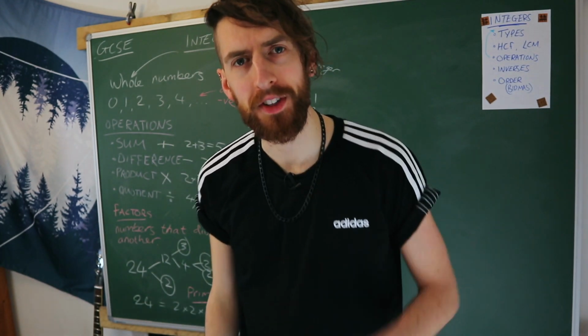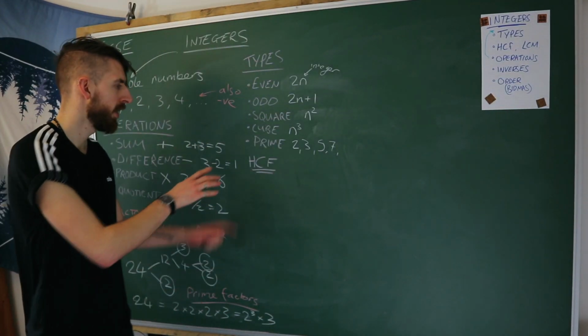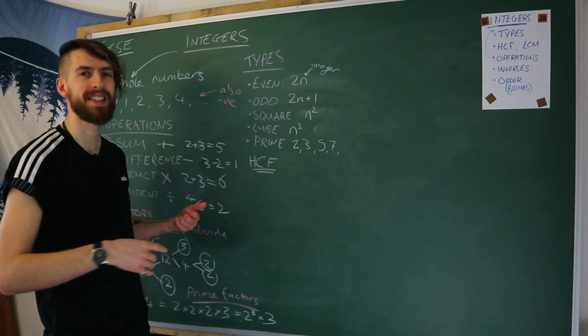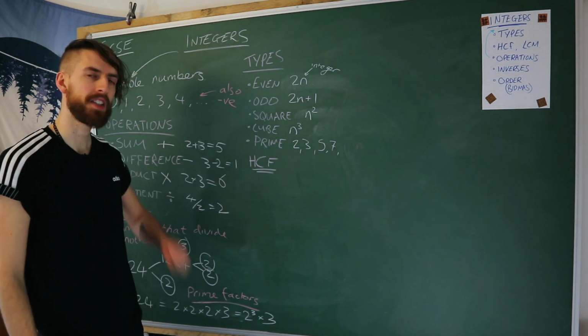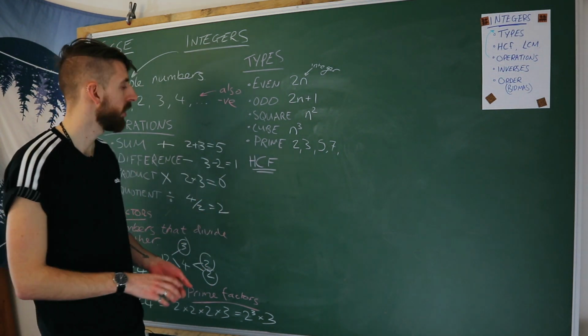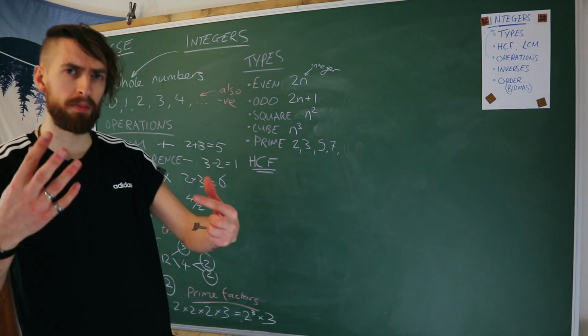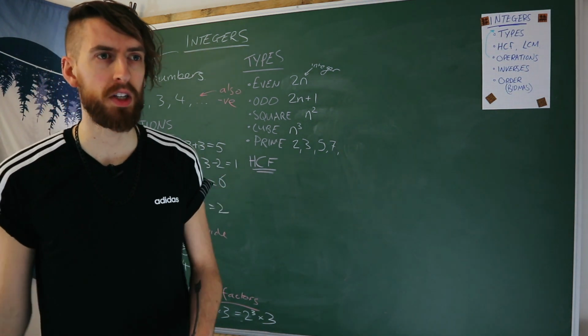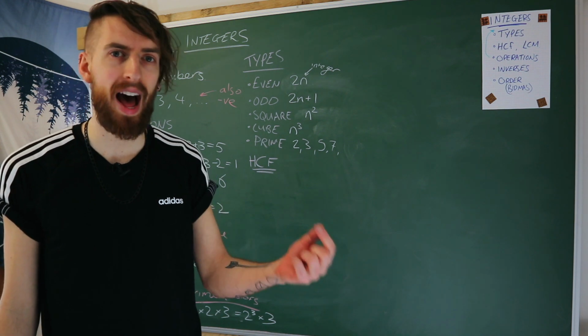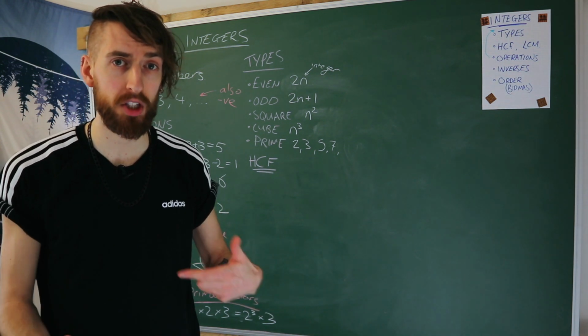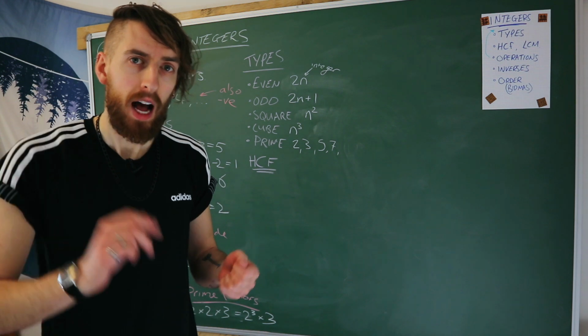Now, let's move on to the next one. Okay, we're moving on to this. HCF is highest common factor. That's an initialism, highest common factor. What it means is that if you are given 2 numbers, say it's 24 and 9, we want to know the highest factor that they both share. That's why it's common. How do you do that then?